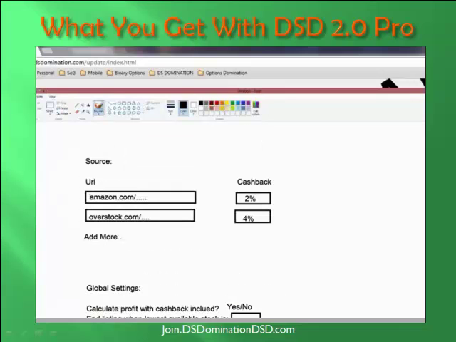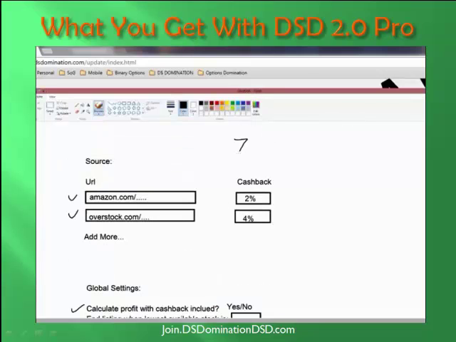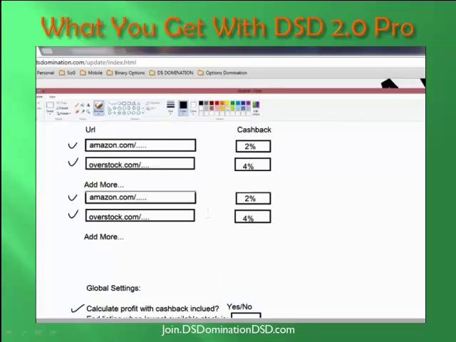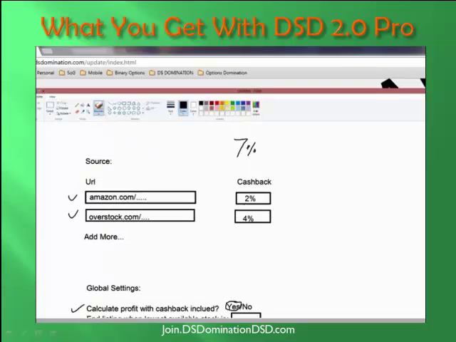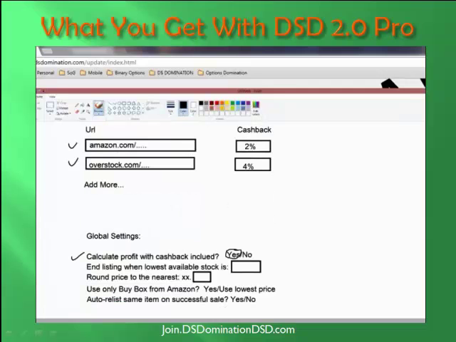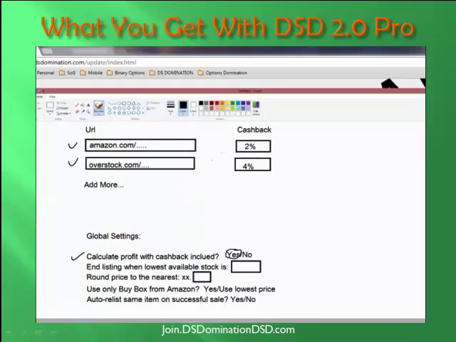So after you put in your source and you say where you're getting the product from and what your cashback is, you can come in here and say, calculate my profit with cashback included. So let's say you want to make 7% profit. If you say yes to this option, our system will look at the cashback you're going to receive as well. It'll account for that, and say, including the cashback, you want to get to 7% profit, and it'll adjust the price accordingly. It'll take the lowest price you can get to make sure that your sale happens very quickly, right? Because you don't want to be the overpriced guy on eBay either.